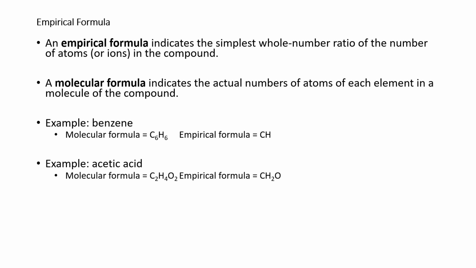How did we end up with that? Well, if we reduce these to the lowest common ratio, we can divide each one of these by 6, and that gives us CH. So for every 1 carbon, there's 1 hydrogen. The molecular formula for acetic acid is C2H4O2. If we divide all of these by 2, we can get to our simplest empirical formula, CH2O.